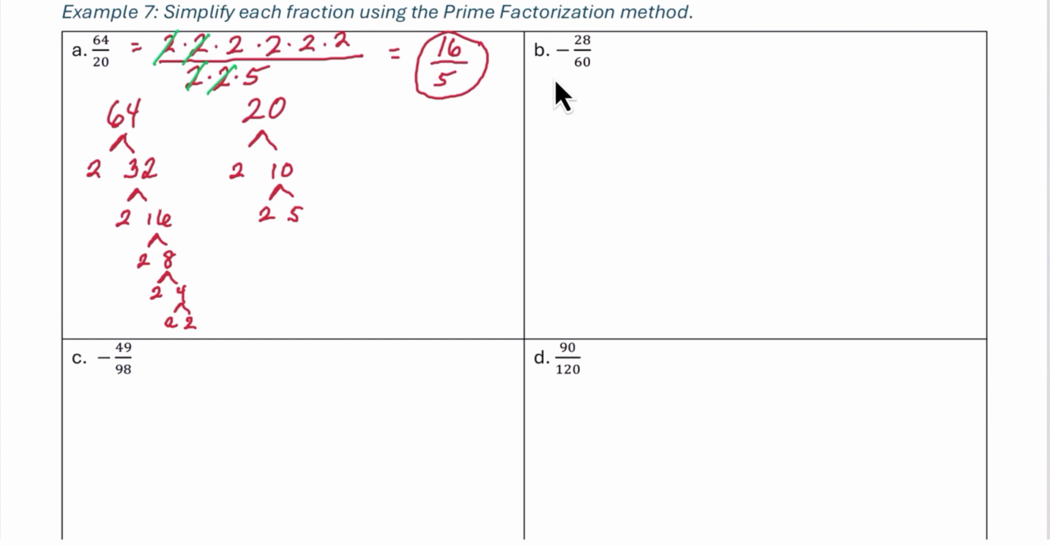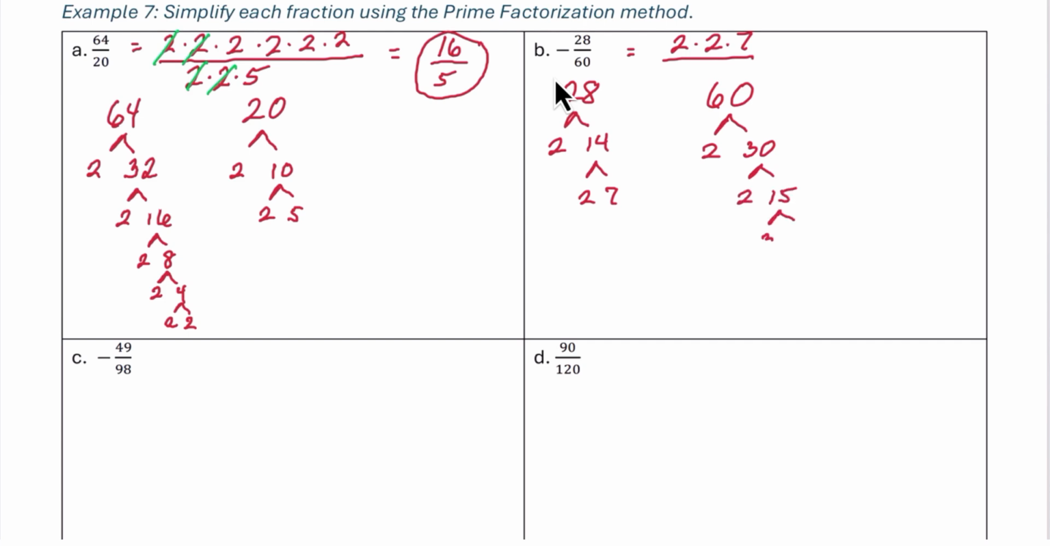In example B, we'll start with the factor tree, 28. We can factor as 2 times 14, which breaks down into 2 times 7. So we can think of that as 2 times 2 times 7. 60, we'll factor as 2 times 30. 30 we can split up into 2 times 15, and 15 is 3 times 5. So the prime factorization of 60 is 2 times 2 times 3 times 5.